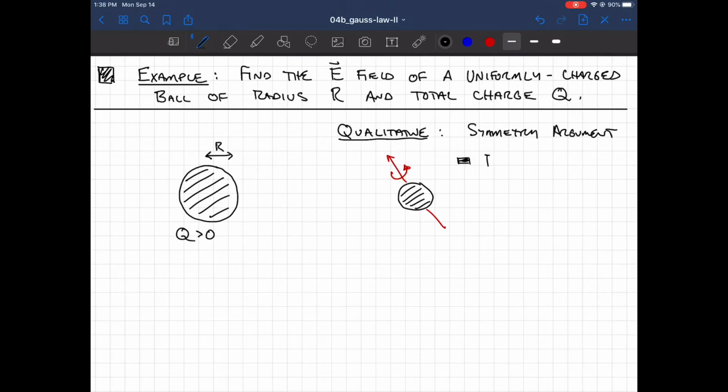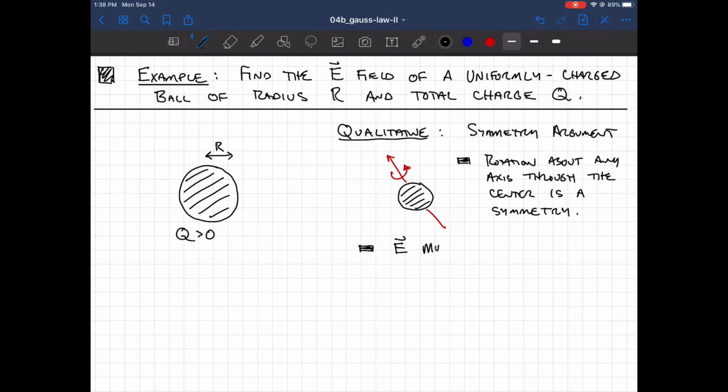So rotation about any axis through the center is a symmetry. It's a symmetry of the charge distribution itself.